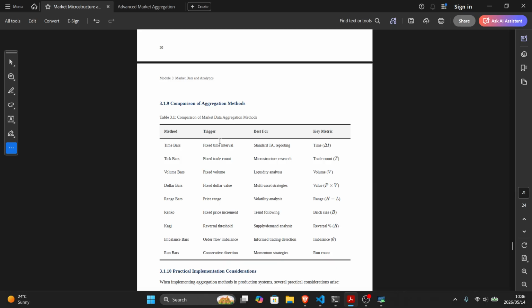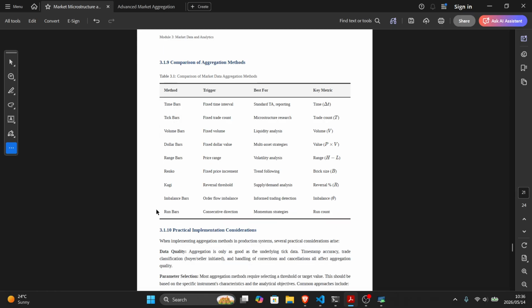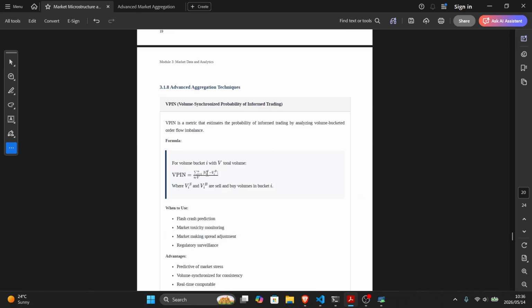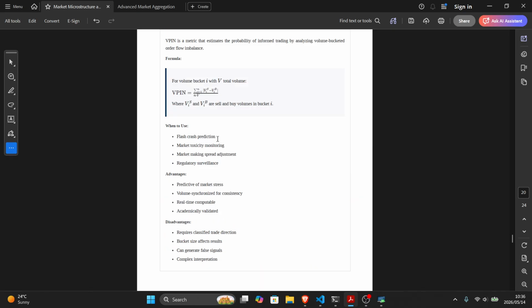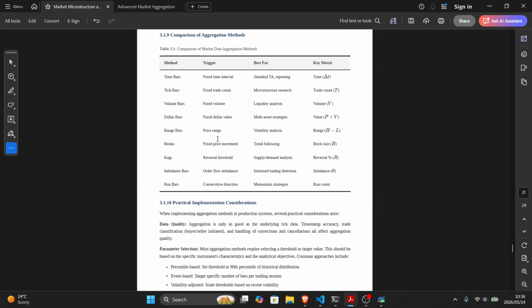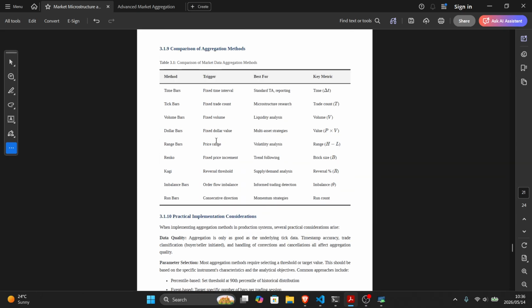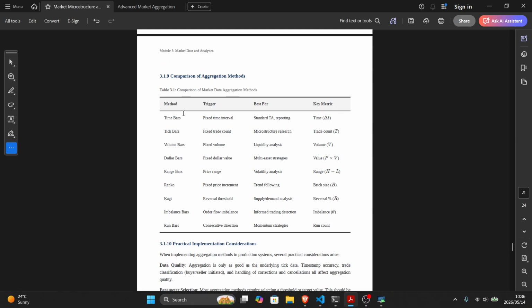3.1.9 Comparison of aggregation methods. Only going to be comparing up until run bars, and we're going to be minusing the advanced aggregation technique because you can't really put it side by side with these very basic simple aggregations.